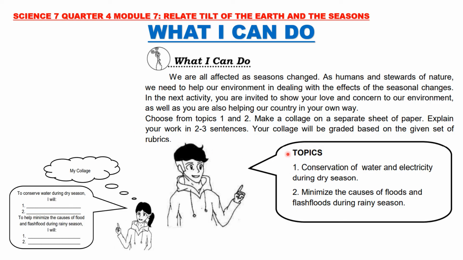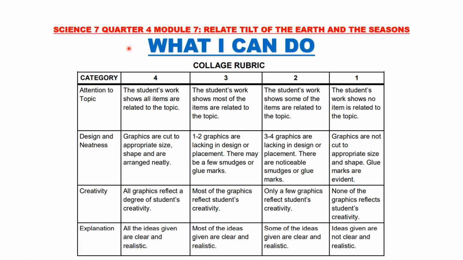The topics are: number 1, conservation of water and electricity during dry season. 2, minimize the causes of floods and flash floods during rainy season. After making your collage, explain your work in 2 to 3 sentences. You may use this sample format. For what I can do, you will be graded based on the following category: attention to topic, design and neatness, creativity, and explanation.